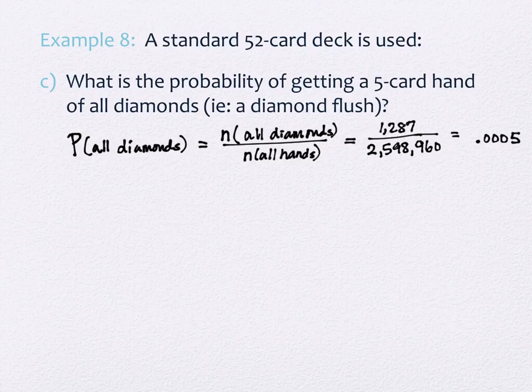So if you multiplied it by 100, you would get 0.05. I'm just going to give you a reference point. This is 0.05%. A 0.05% chance of this happening is very, very small, right? Yeah, it's very small. So 0.0005 is our probability.